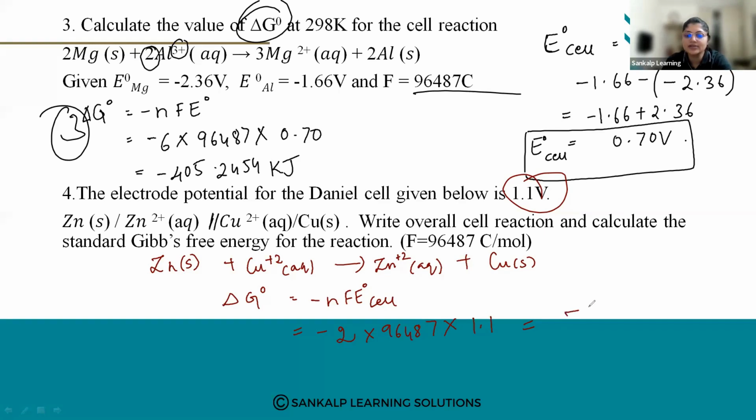It is minus 212.271 kilojoules. Please mention the units. Units are very important. Write small k, kilojoules. Okay, so this is the way. As I've mentioned, if you do not write the units, your marks will be deducted. 1 mark will be directly deducted. So please mention the units. Units are very, very important.